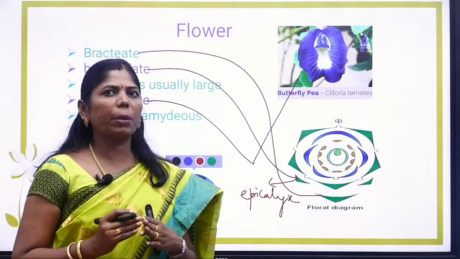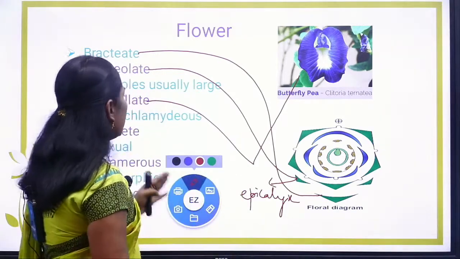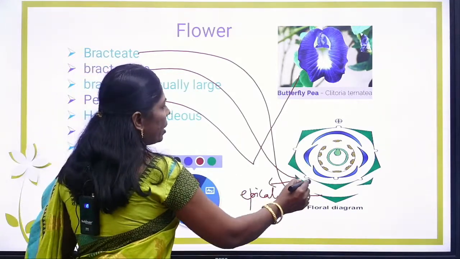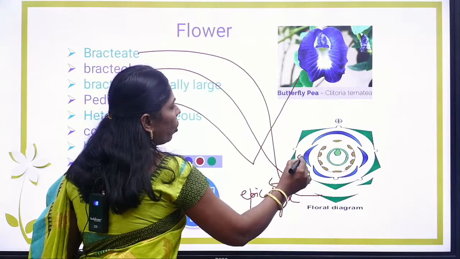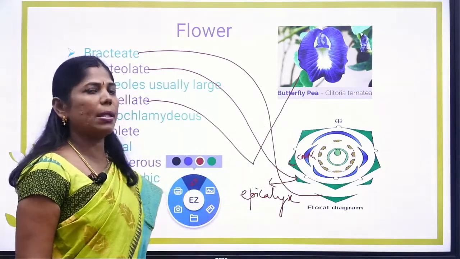Okay, each segment of the perianth is called a tepal. So here the calyx and corolla are differentiated. This is a calyx, this is a corolla. Okay, so that is differentiated, so that is called heterochlamydeous in condition.